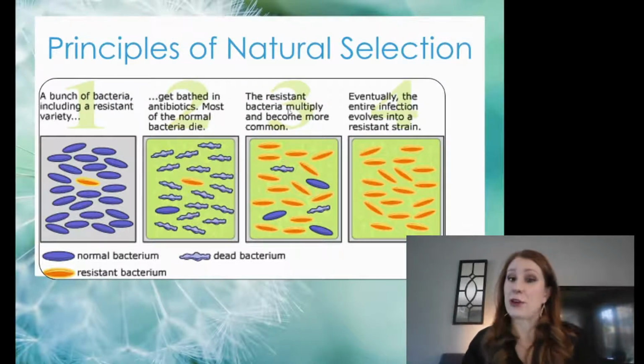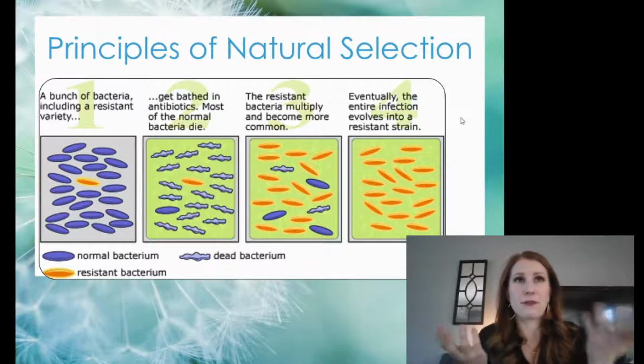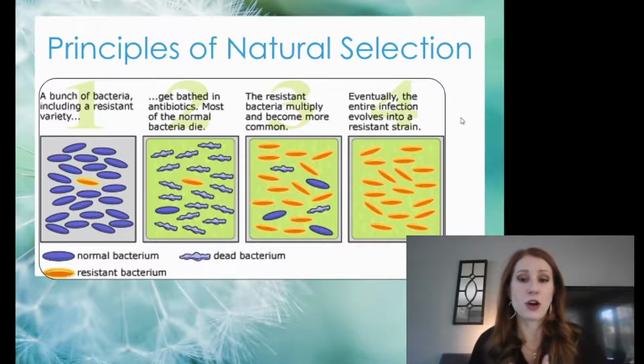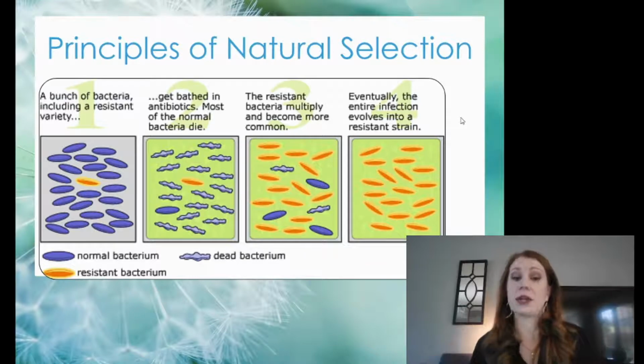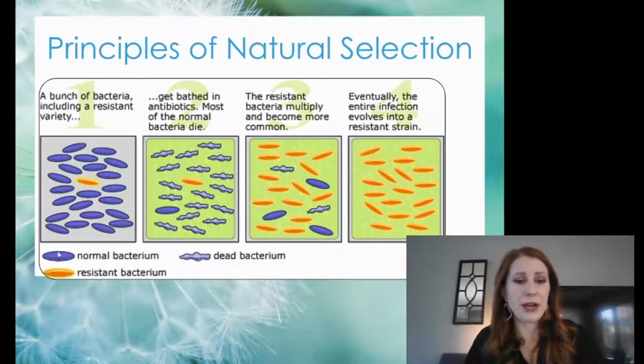Here's another example here. This is bacteria. So kind of prevalent now, or kind of useful now. COVID is a virus, which is not a bacteria, but this is kind of similar. So if we have a lot of bacteria here, most of them are normal. One of them is resistant to antibiotics.